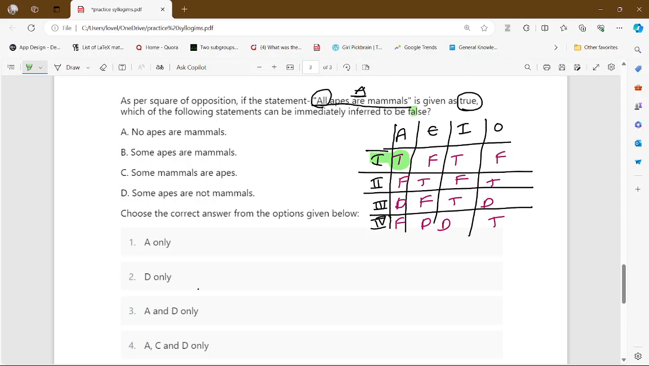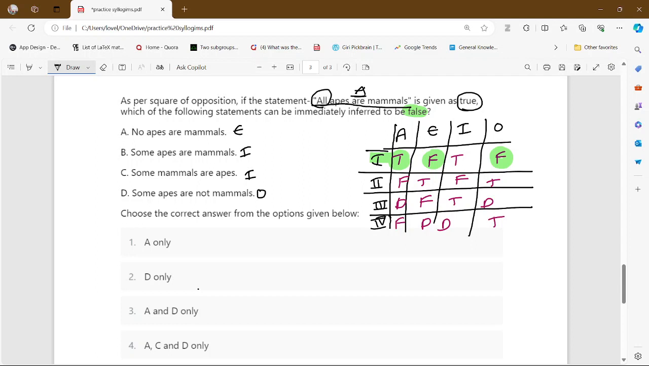They are asking which among the following can be inferred as false. So in the same column, which statements are false? E statement is false and O statement is false. Now we have to identify E and O statements among the given options. First statement, no apes are mammals, is an E statement. Some apes are mammals is an I statement. Some mammals are apes is an I statement. Some apes are not mammals is an O statement.